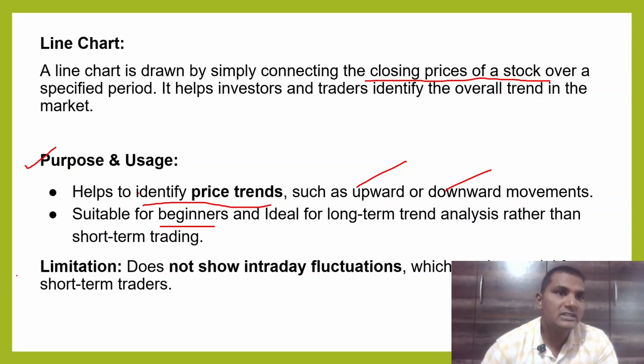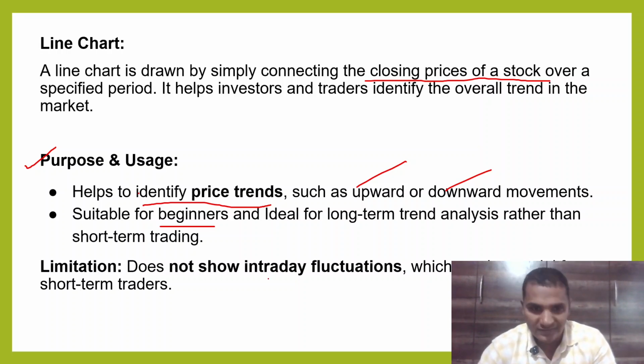One of the limitations of the line chart is that it doesn't show intraday fluctuations, because in the line chart we are just focusing on the closing price of the stock, connecting all these closing prices across the different time frames, and getting the line chart. So it doesn't show the intraday fluctuations in the price of the stocks, which can be crucial for short-term traders. So mostly short-term traders are not using the line chart.